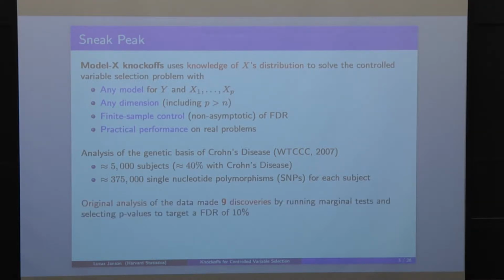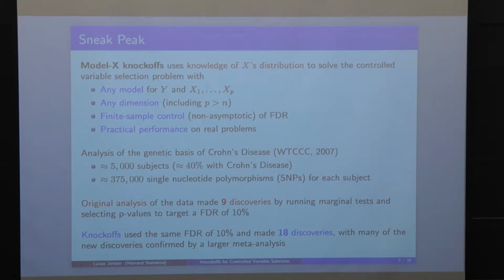And so when the original authors of that paper in 2007 presented this data set and analyzed it, they used marginal p-values. So they were testing really whether y and x are just marginally independent as opposed to conditionally independent. And they made 9 discoveries, and they were targeting a false discovery rate of about 10%. When we ran our method, we made about twice as many discoveries with the same targeted false discovery rate.